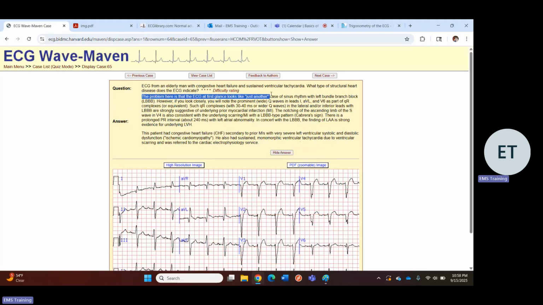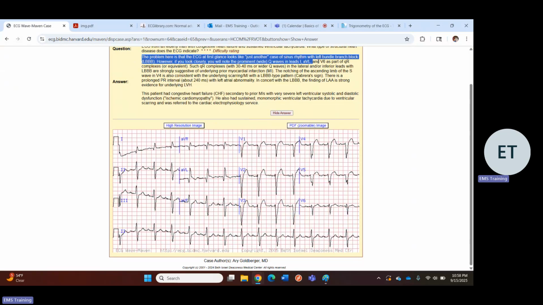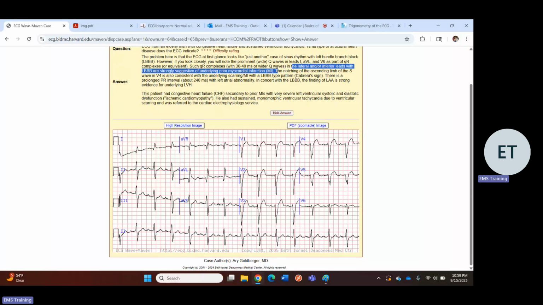It looks like just another case of sinus rhythm with left bundle branch block. However, if you look closely, you'll note prominent Q waves in leads 1 and aVL. We did see that. I guess in V6. I didn't really notice them in V6. Huh. Okay. Q waves in the lateral and inferior leads with left bundle branch block are strongly suggestive of underlying prior myocardial infarction, and we know that.